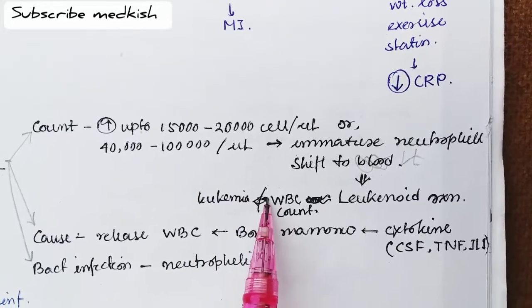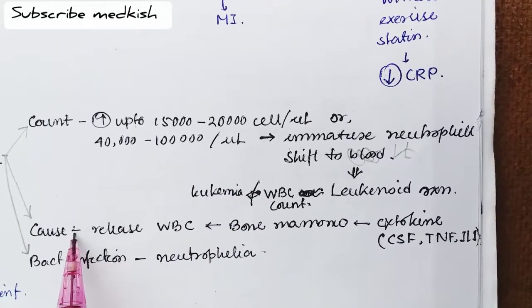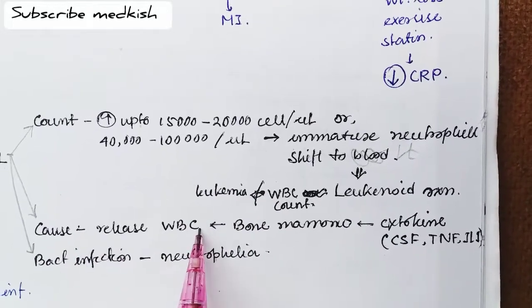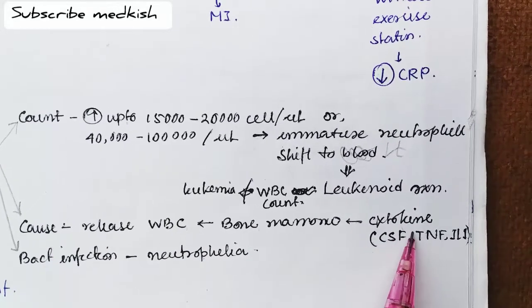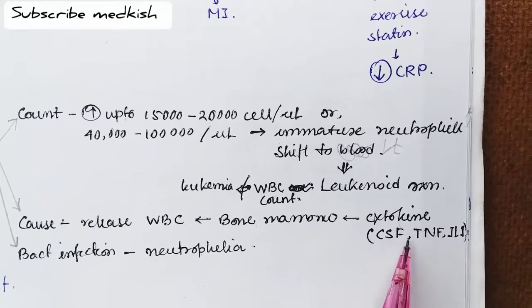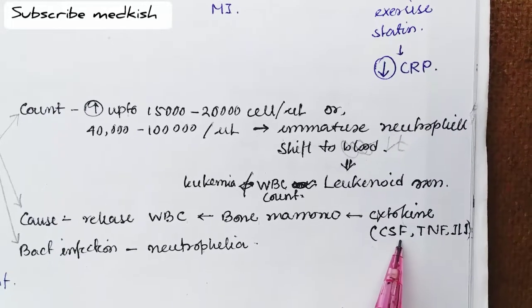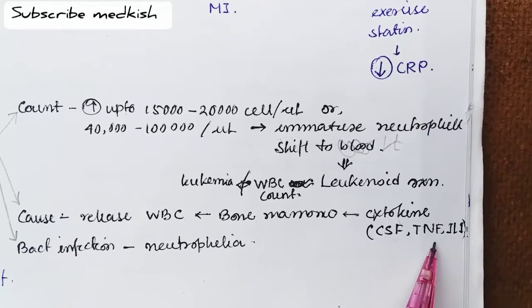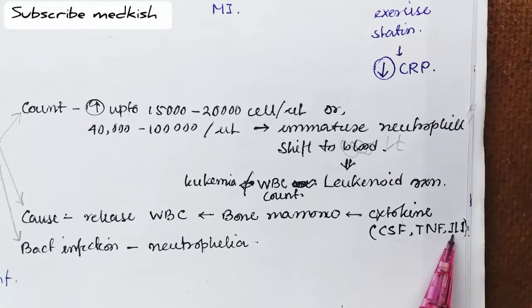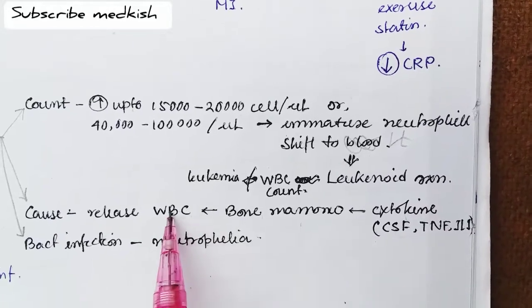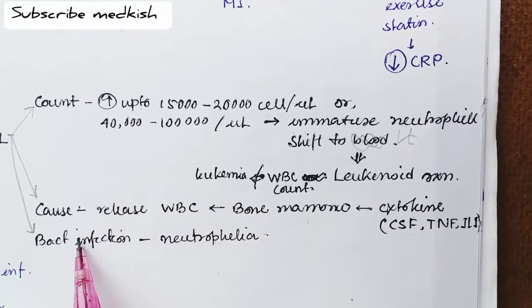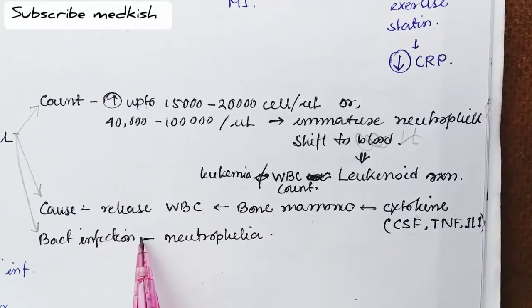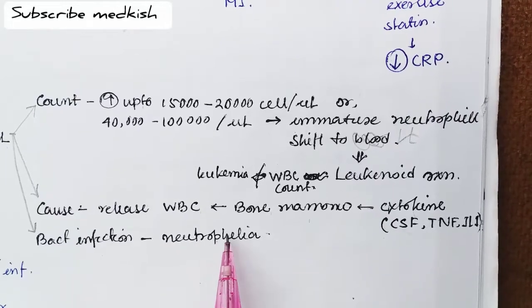This is called the leukemoid reaction, where the WBC count is the same as in leukemia, but it is differentiated from leukemia. The cause of this increase in the WBC is release of the WBC from the bone marrow by the stimulation of cytokines, that is colony stimulating factor, tumor necrosis factor, and interleukin 1, which stimulate the bone marrow to release the WBC and cause leukocytosis. Or it may also occur because of bacterial infection, and it mainly causes neutrophilia.